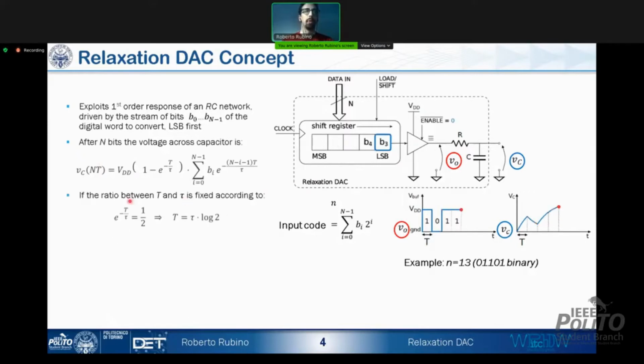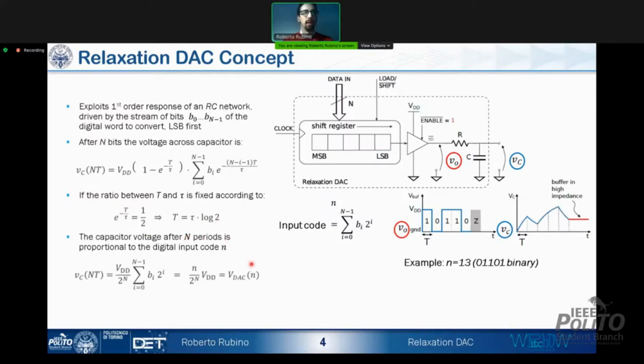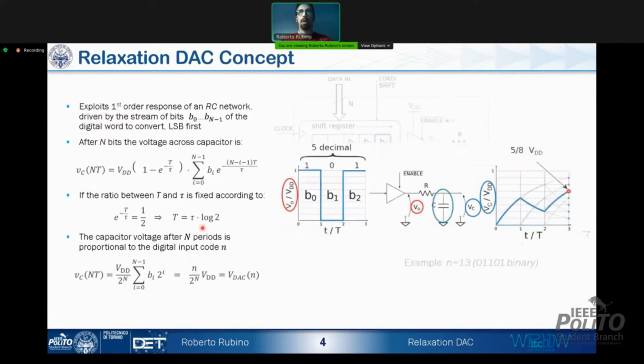If we now impose a particular condition on the ratio between the clock period T and the time constant tau, then it happens that at the end of the n periods, the final capacitor voltage, which is the DAC voltage, is proportional to the digital input code n, as expected from a conventional DAC. Here we can see an example on 3 bits where all the codes are converted.